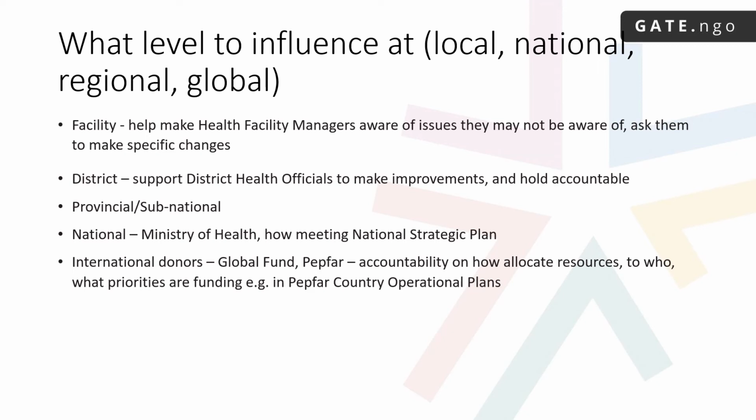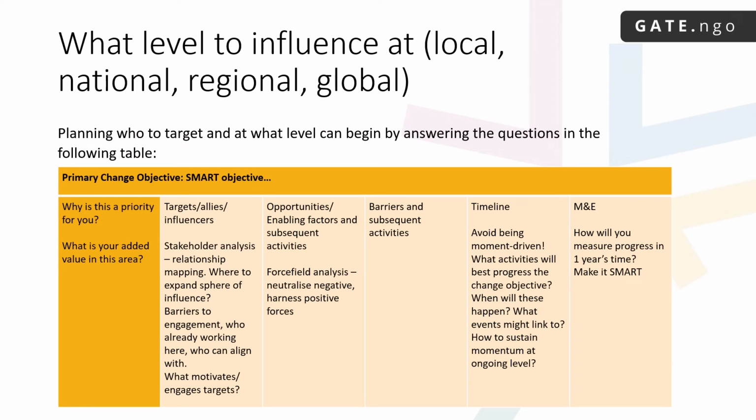If it's at the national level, do you need to engage with the Ministry of Health and think about how they're meeting the National Strategic Plan? Or if it's at the global level, is it to do with the Global Fund or PEPFAR? Is it about accountability on allocating resources within these global institutions? Would you be looking then at the PEPFAR country operational plans or Global Fund's strategy? Here is a useful table to help you plan who to target and at what level.